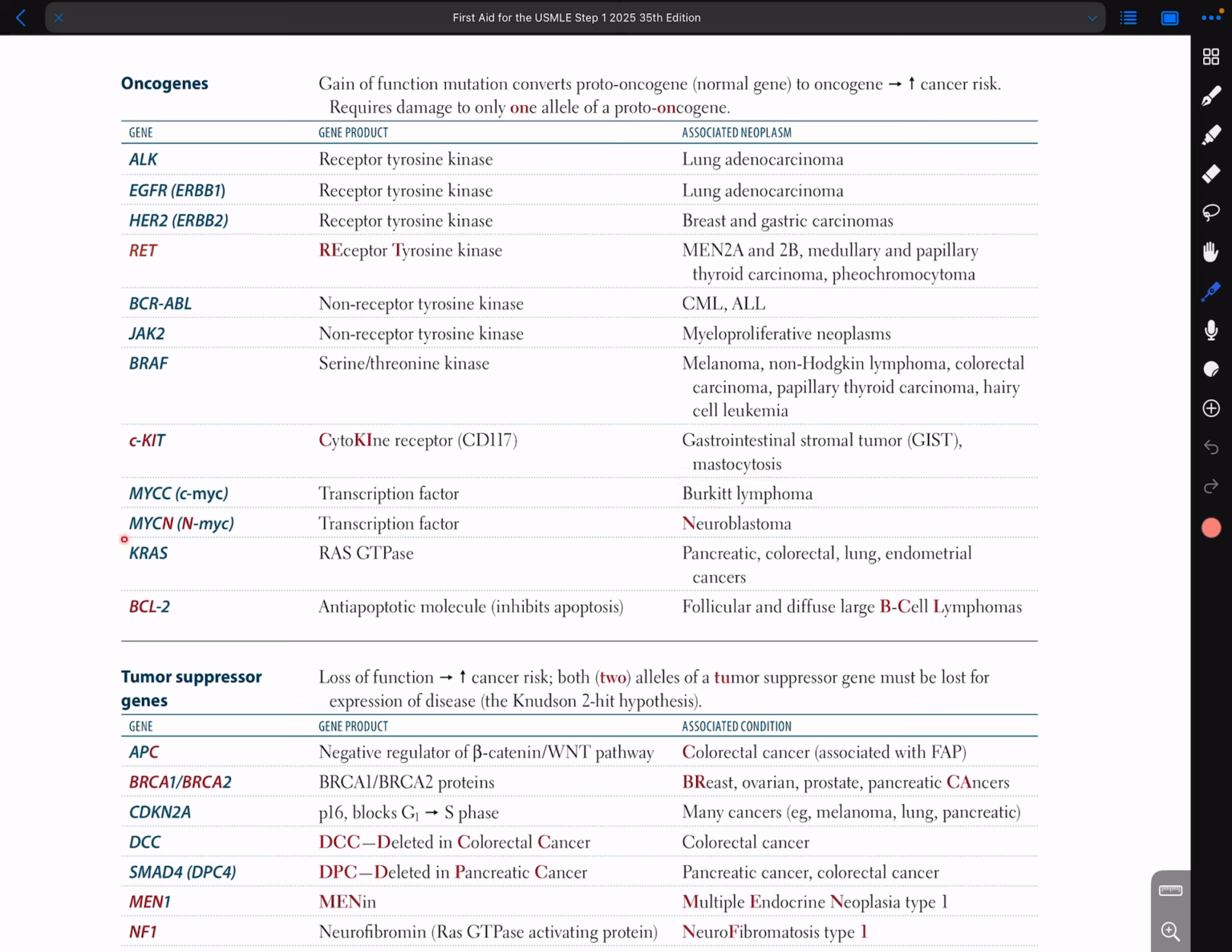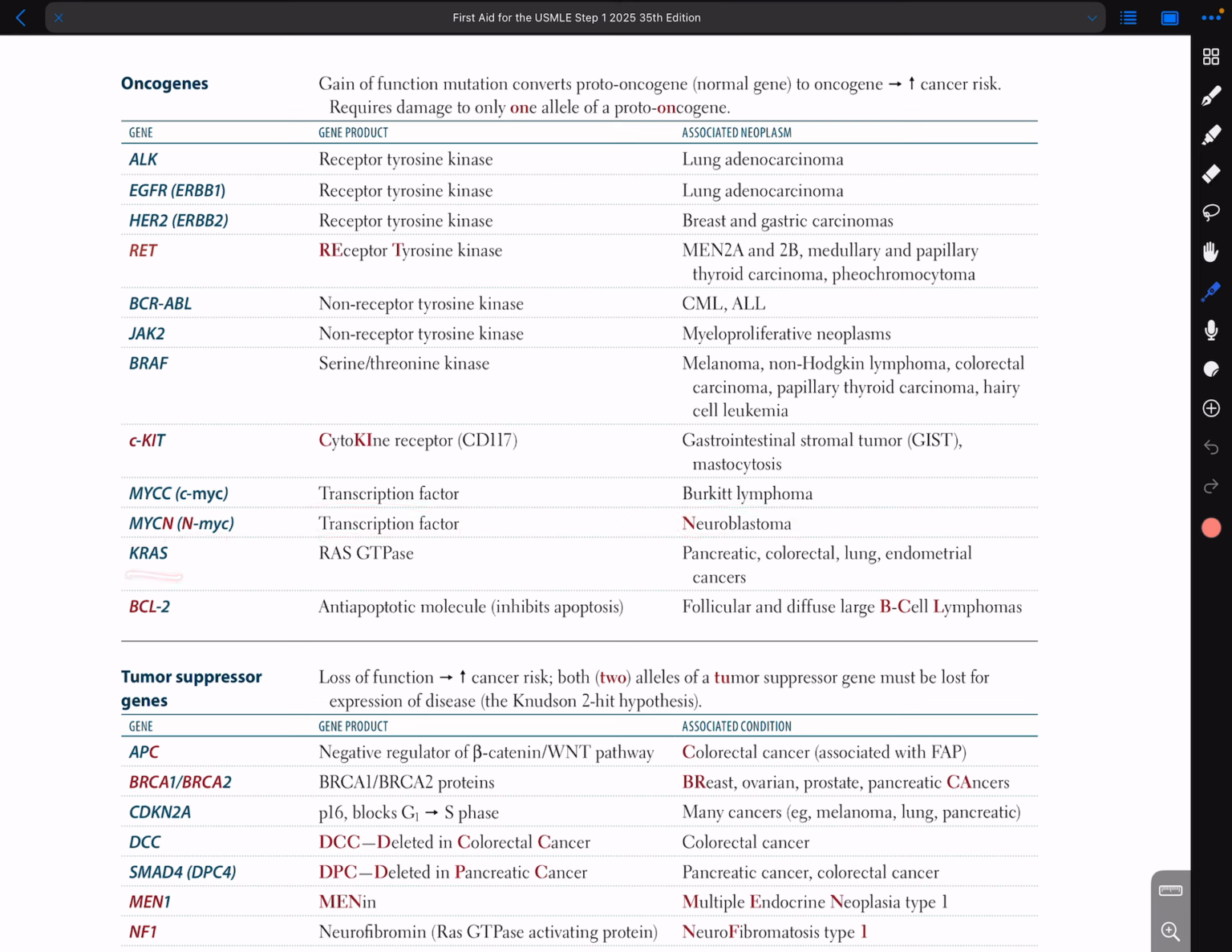What oncogene is associated with MYCN? The gene product is a transcription factor, and the associated neoplasm is neuroblastoma. N-MYC, transcription factor, neuroblastoma.